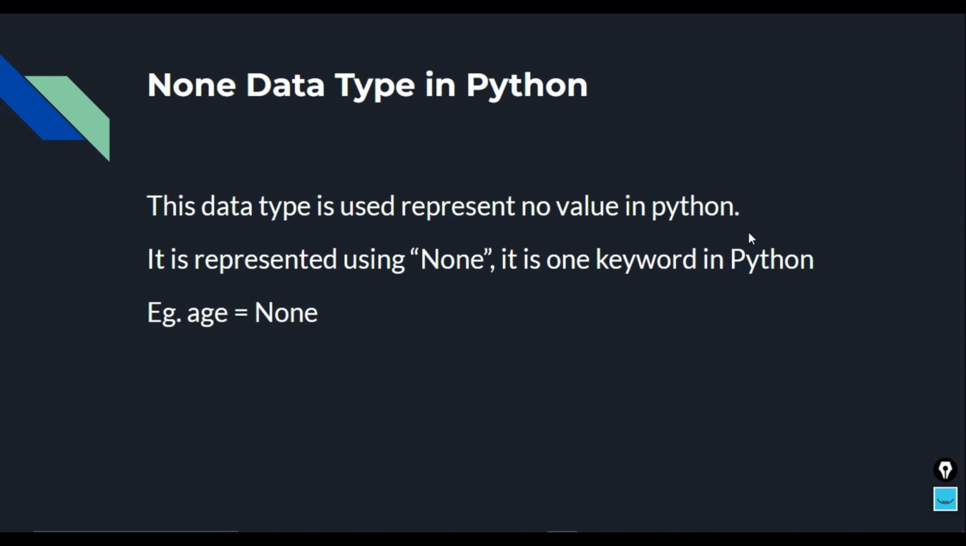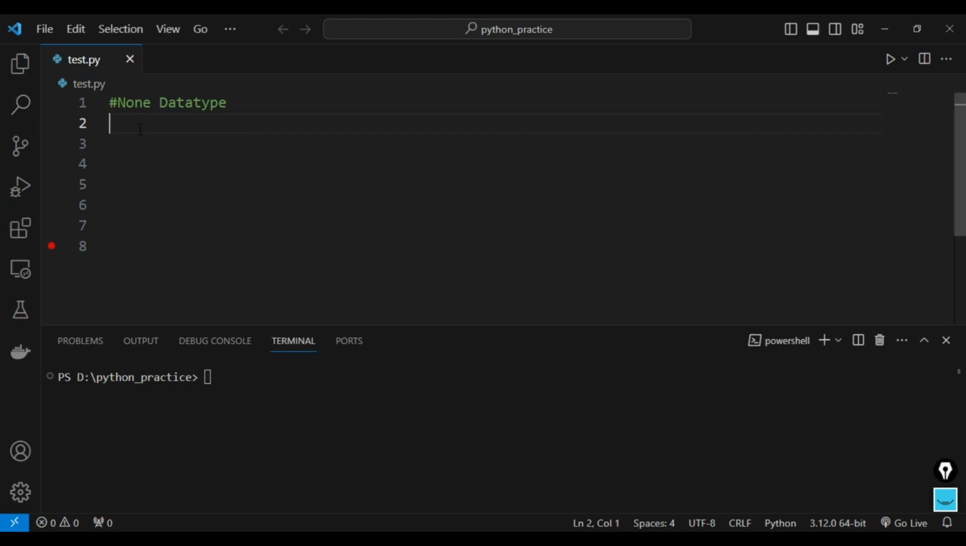In some programming languages, there is a null value, right? In the same way in Python, whenever you want to represent no value, that is represented using this None. So None is a keyword in Python. We will see this practically. Now we will see the None data type practically.